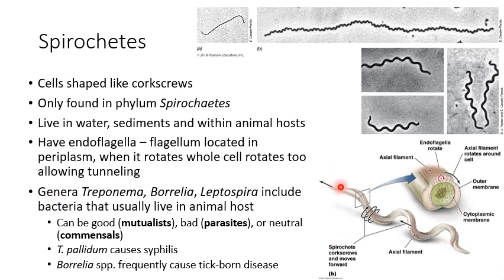So here's an example, a drawing of a spirochete with the endoflagellum. Here you have your cell wall, and then the endoflagellum is underneath that. You can see it making a ridge that runs along the length of the cell. And when it spins, this whole cell is going to spin. And then just some examples of the spirochete shape.